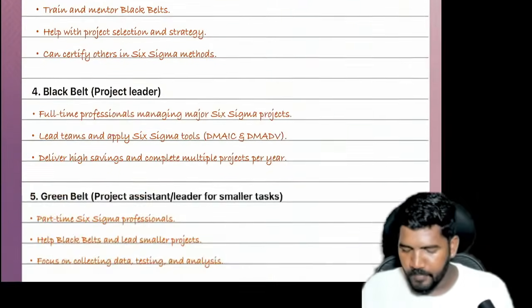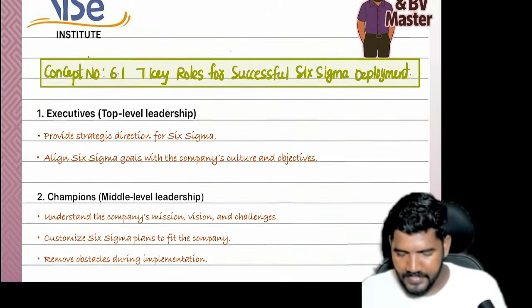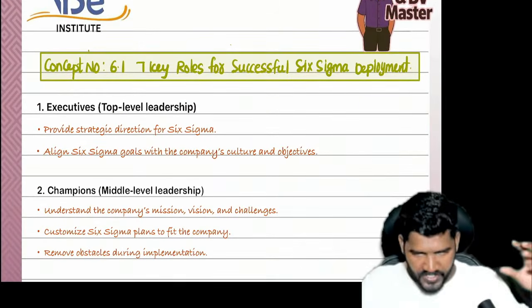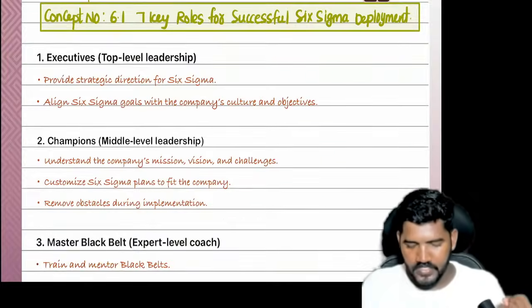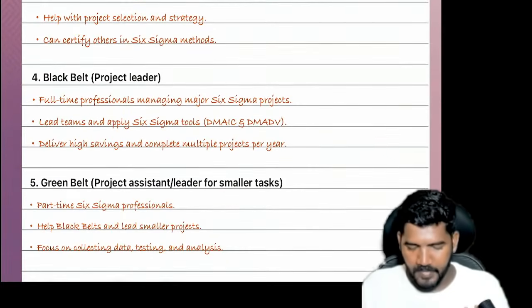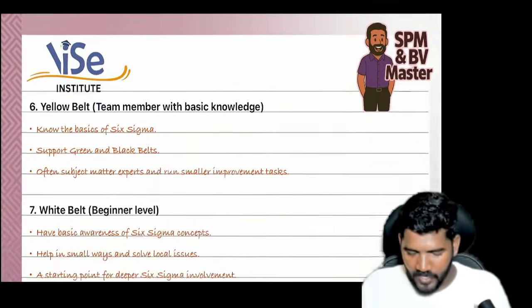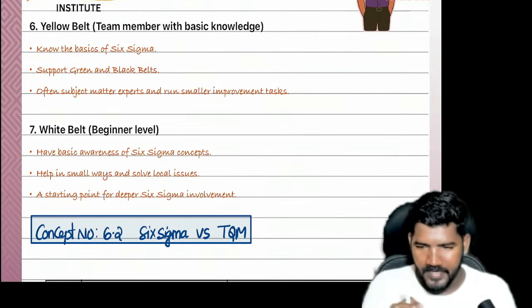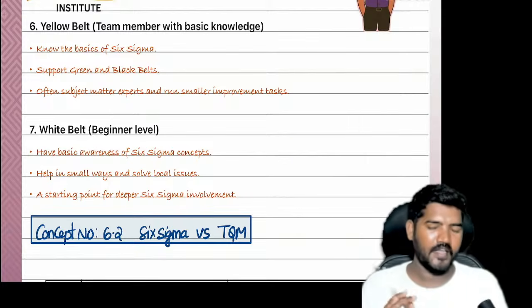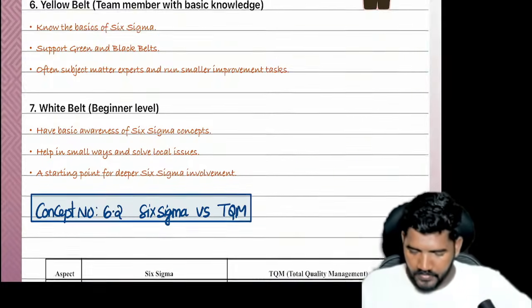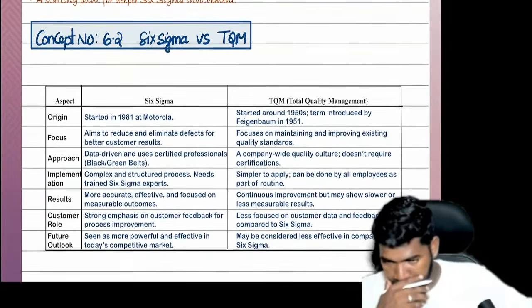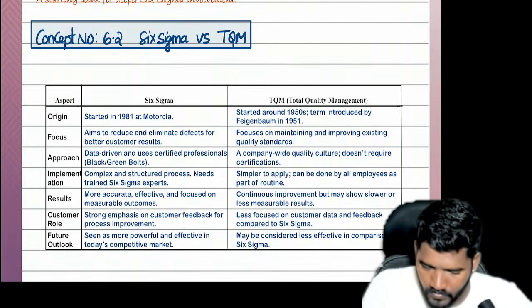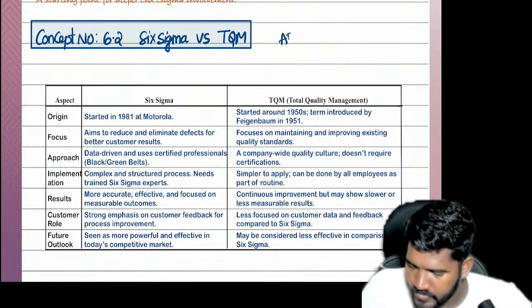If you want to implement Six Sigma, you have to use this team. So executive levels, champions, master black belt, black belt, green belt, yellow belt, white belt. If you don't know this team, you can't implement the Six Sigma process in your organization. Clear? So this is also a very important concept.